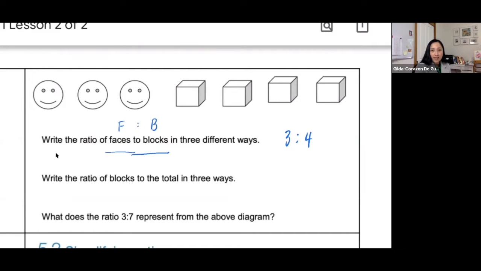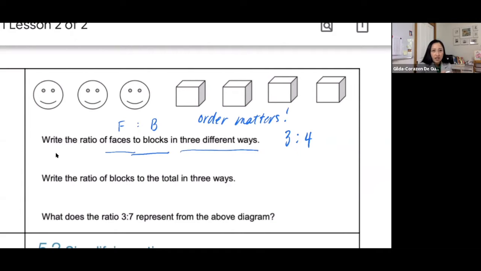So can we say actually 4 to 3? Yes or no? No. Why? Faces needs to be first and the order matters, right? So we can't just swap them around, or else what will happen with our creme caramel? It will not have the right consistency. So we can't just swap them around, right? So it has to be 3 to 4, but it does say in 3 different ways.